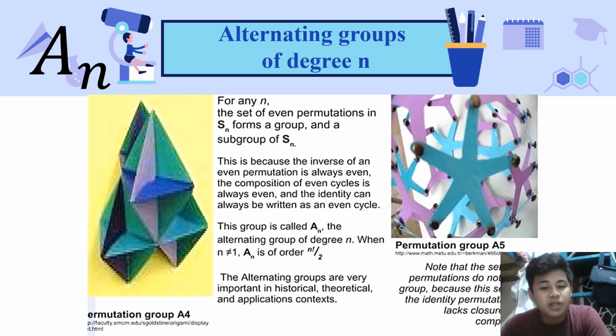The alternating groups are very important in historical, theoretical, and application contexts. Note that the set of odd permutations does not form a group because this set lacks the identity permutation and lacks closure under multiplication.